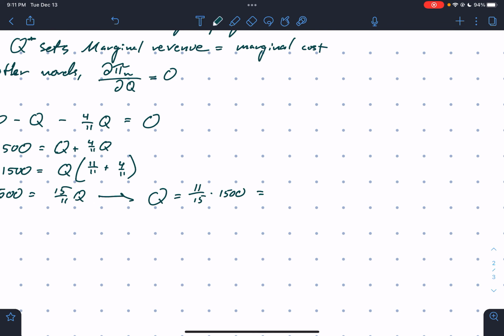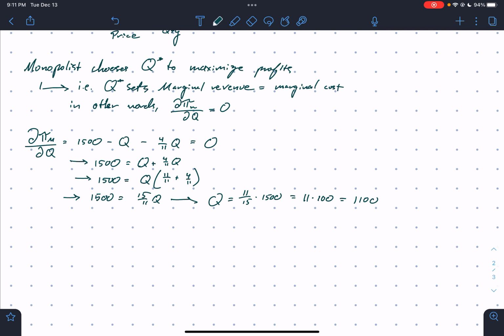Now, 1,500 is just 15 times 100. So when we're dividing by 15, this just becomes 11 times 100, or 1,100. So the quantity produced by the monopolist is 1,100. Okay. So now we need to find the corresponding monopoly price.